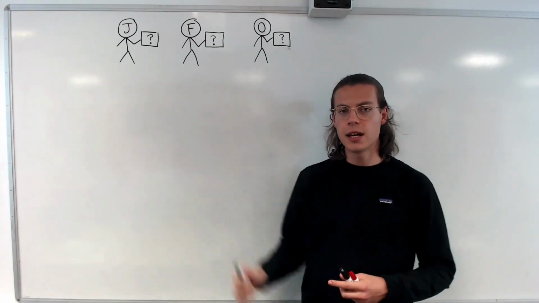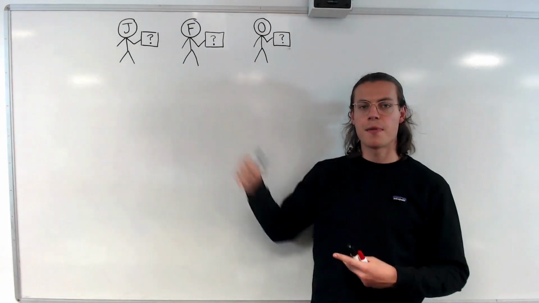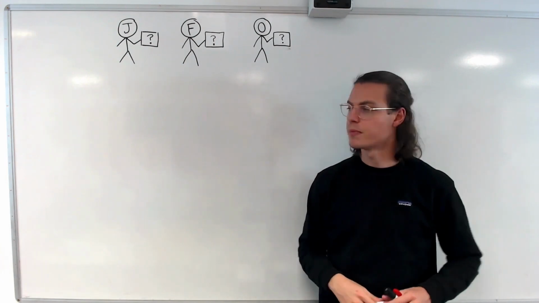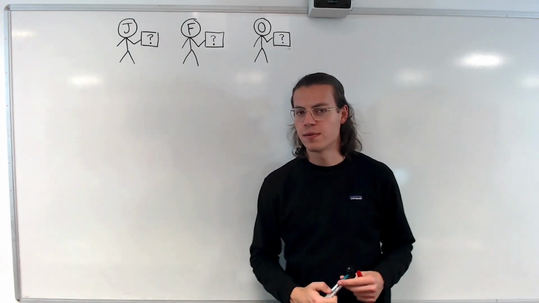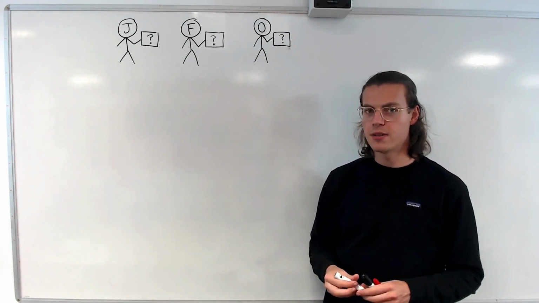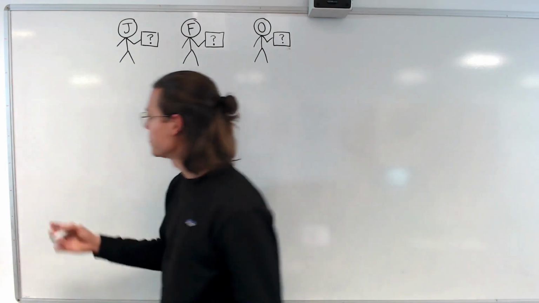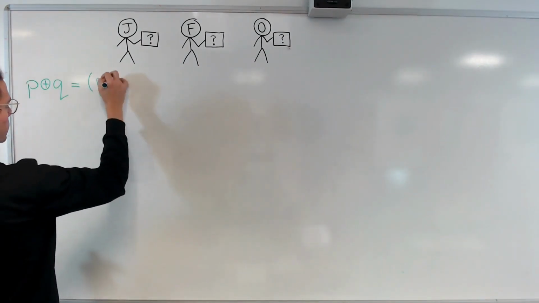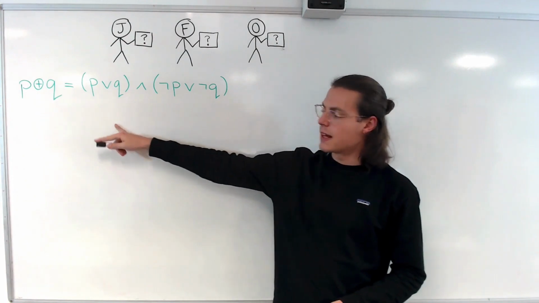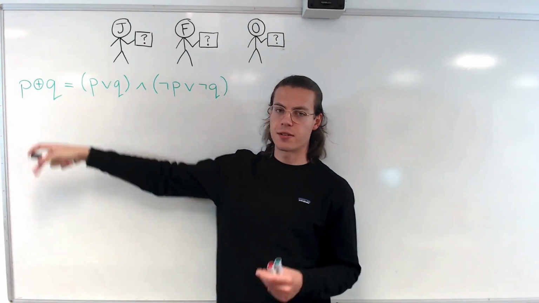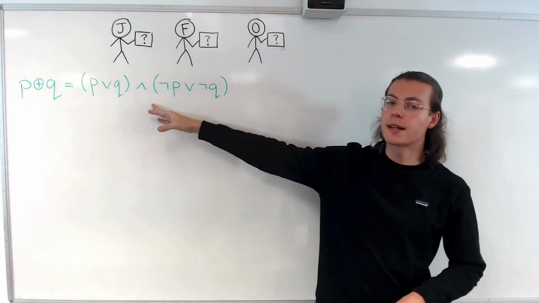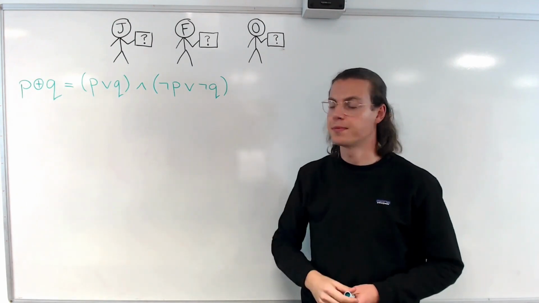Joel, Felix, and Oscar each write their name on a piece of paper, then exchange the paper so that no one is holding the piece with their own name written on it. We want to write a propositional formula that models this situation. In this formula, we are going to be using the exclusive OR operator. P XOR Q says that exactly one of P and Q is true. That is, either P is true or Q is true, and either P is false or Q is false.